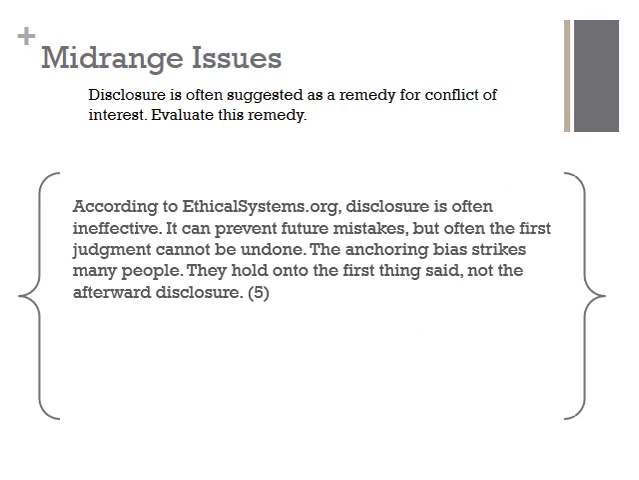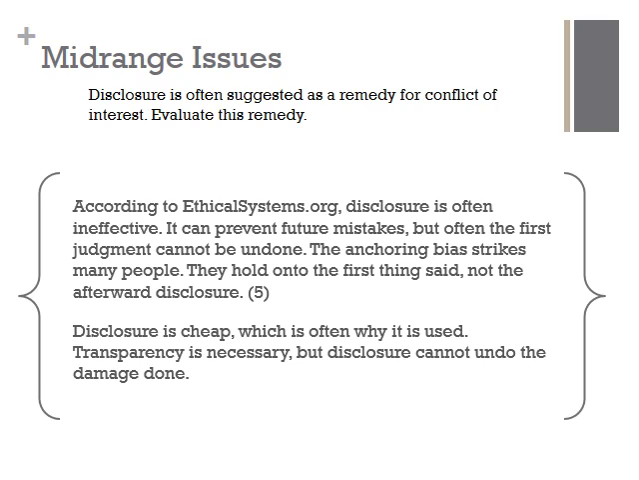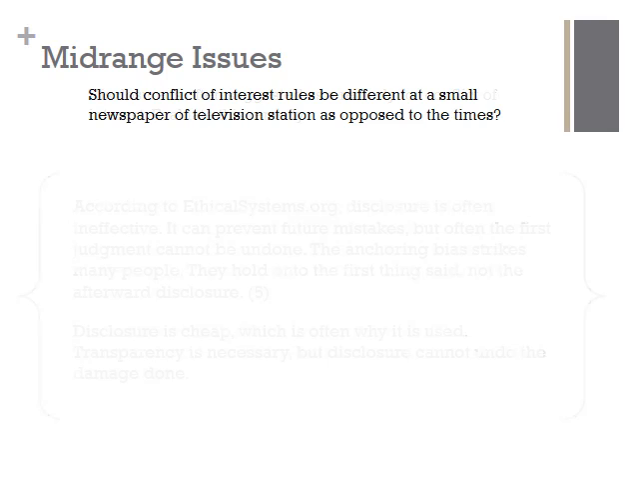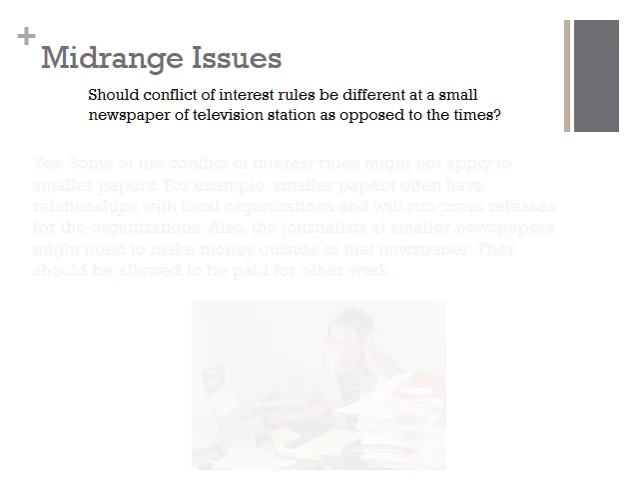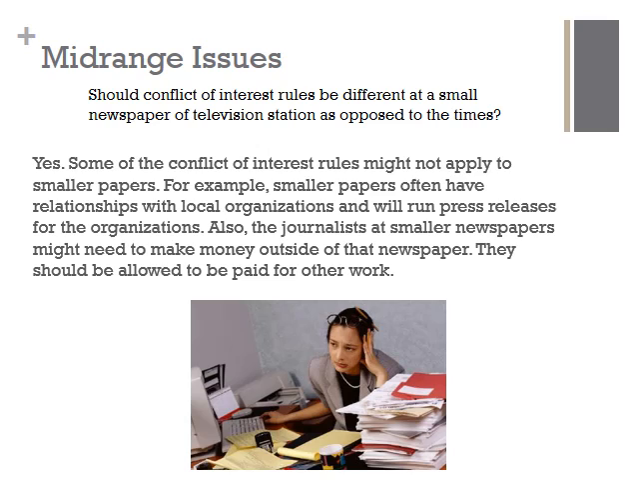When conflict of interest does arise, disclosure may not be the best remedy. Disclosure is often ineffective. People latch on to the disclosure due to anchoring bias or the other way around. Disclosure may be cheap and transparency is necessary, but disclosure does not solve the issue of conflict of interest. Most ethical principles behind conflict of interest codes need to be adhered to no matter where you work.